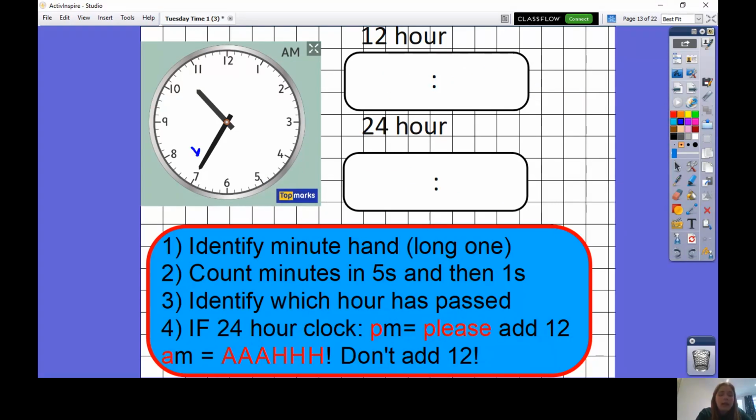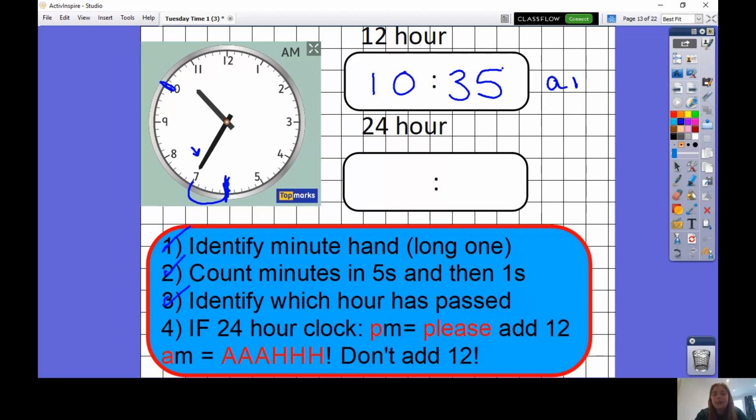Find the long minute hand, count in fives and then in ones. For this one, I'm going to cheat a little bit. I'm going to start at 6, which I know is 30, and then that's 35. So again, my minutes are at 35. Now I need to check the hour. Which hour hand have I gone past? I've gone past 10. So that's 10:35 AM.